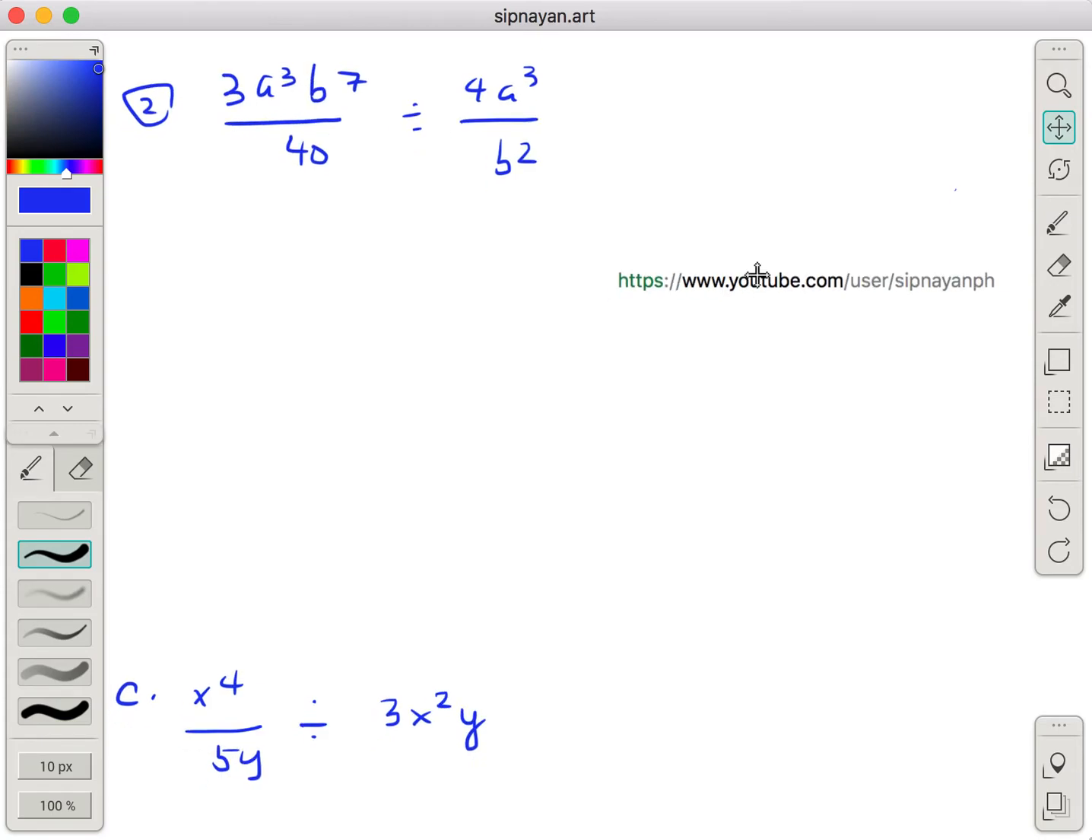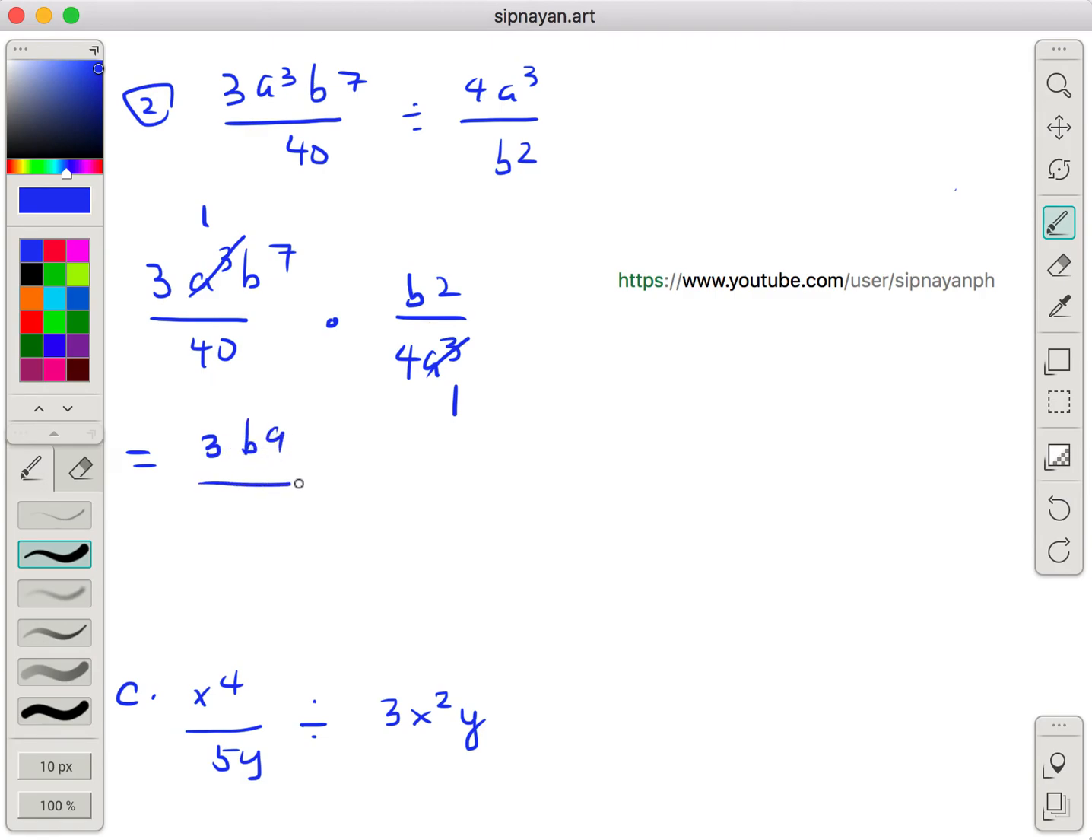Next, we have 3a cubed b to the 7th over 40 divided by 4a cubed over b squared. So again, we just copy the dividend over 40 and then we get the reciprocal of the divisor, tapos saka tayo mag-multiply. So this is equal to mawawala tong a cubed. So a cubed divided by a cubed is 1. Okay, so magiging 3 times b to the 7th times b squared. By law of exponent, na pag nag-multiply tayo ng variables with the same base, ina-add natin yung exponent. So this becomes 3b to the 9th over 40 times 4 times 1, 160. 3b to the 9th. Dapat ausin natin yung kanyang exponent.